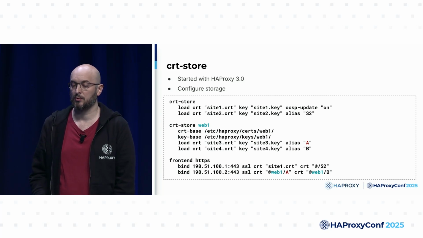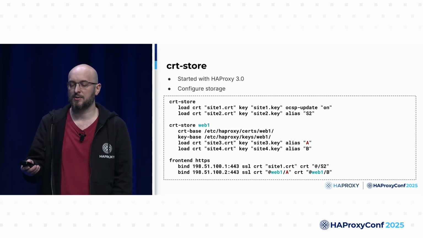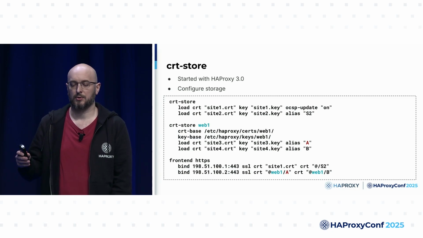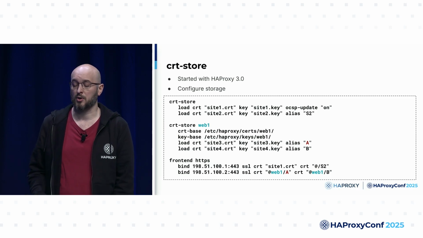You can also use aliases. So basically, the s2 alias allows you to use s2 in the configuration instead of the whole name of the certificate. So you can split the certificates per feature or per customer. For example, you have the web1 namespace there, but you could create a namespace per customer, for example.